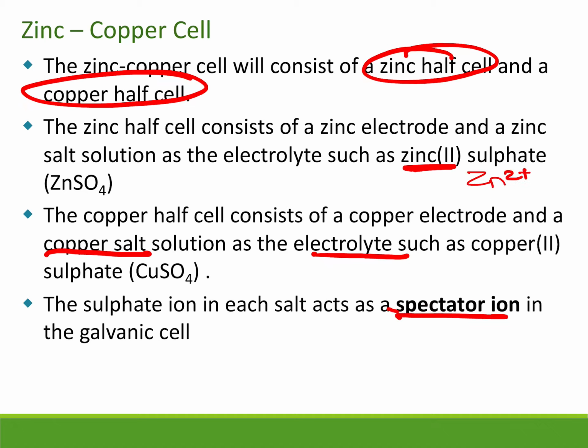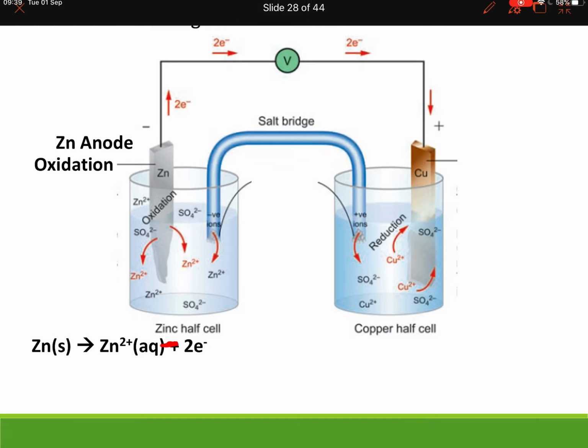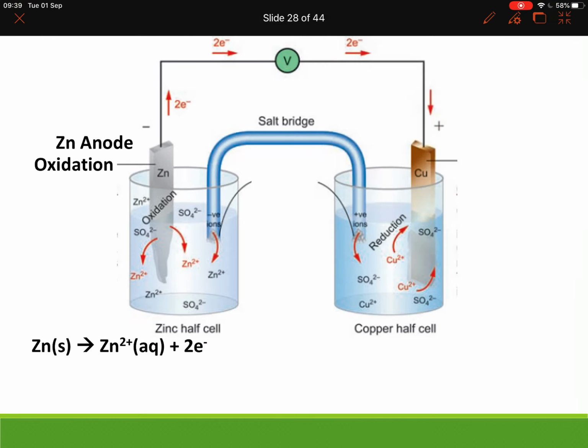Basic setup again. So we have the anode over here, where oxidation takes place. So the zinc gets oxidized, and the zinc becomes zinc 2 plus. Let's just get rid of that there so you can see it. All right, so the zinc gets oxidized. The electrons move through the cell, get to the other side. We now have a copper cathode where reduction takes place. So the copper 2 plus becomes copper metal.